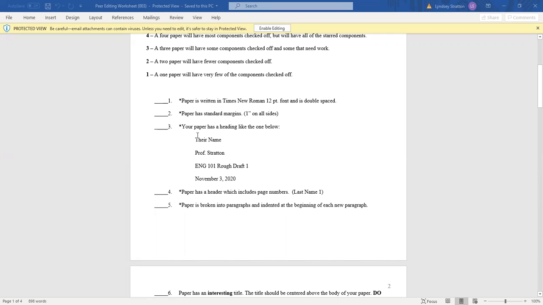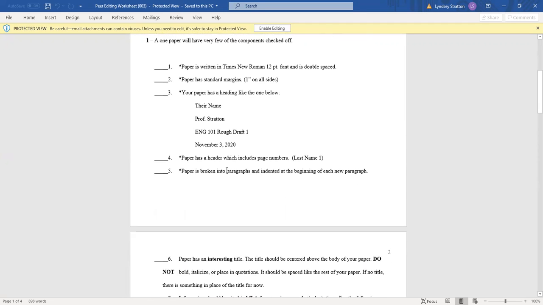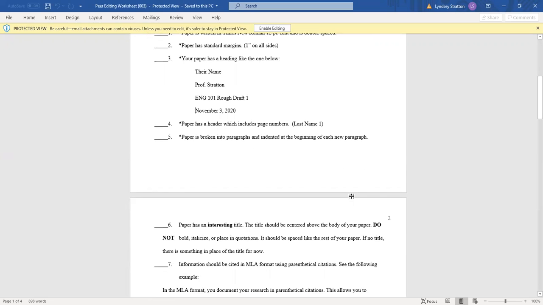You have a heading, okay? So your name, my name. You'll see that I use this for 101, but this is going to say English 207, final research paper, November 13th, 2020, because that is the due date. You have your header, which has your last name and the page number on every page. The paper is broken into proper paragraphs and is indented at the beginning of each new paragraph. If there is no indentation, you will lose points, okay? These are very simple things that we lose points for, very silly things.